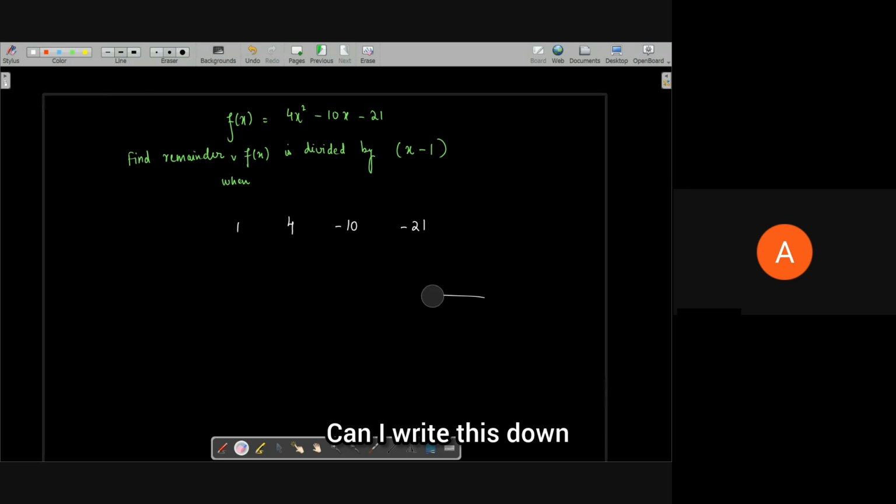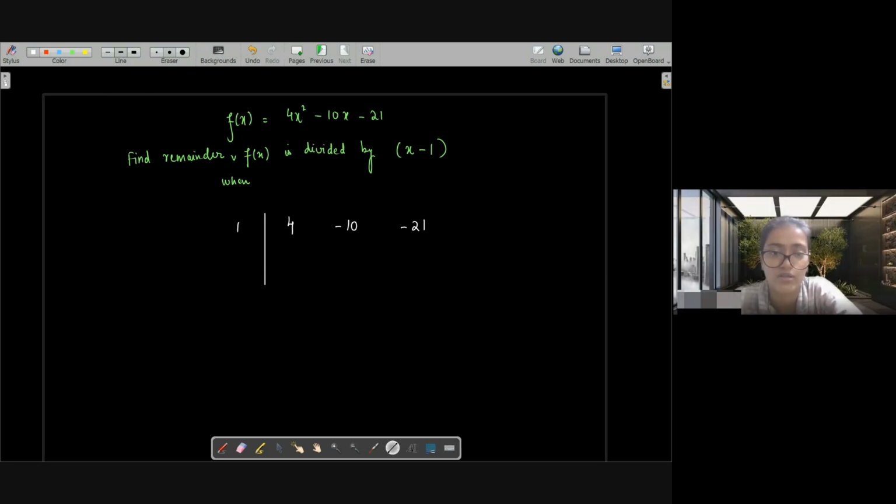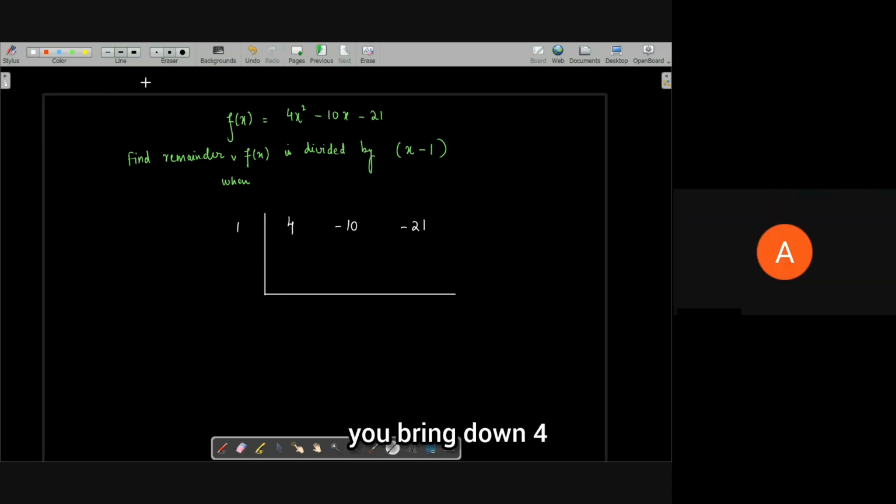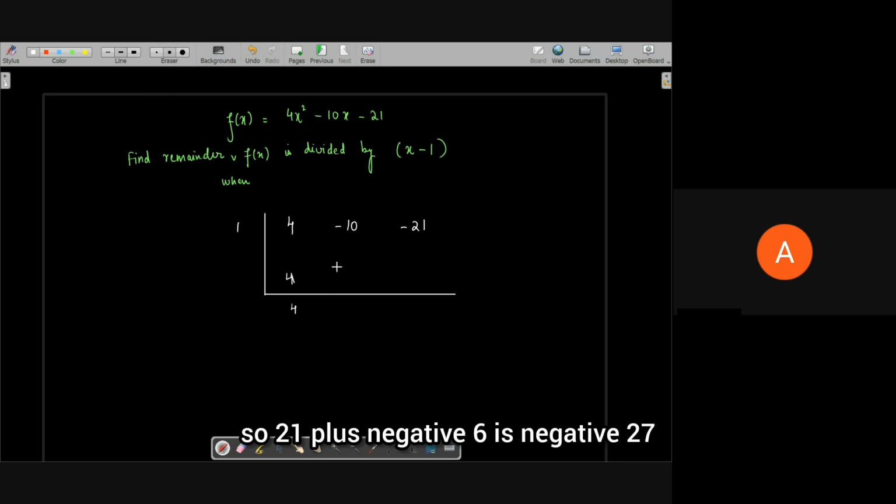Can I write this down? Yes, of course. So you bring down 4, 4 times 1 is 4. So then you can get negative 6. And then negative 6, so negative 21 plus negative 6 is negative 27.